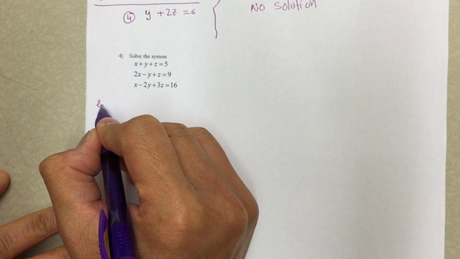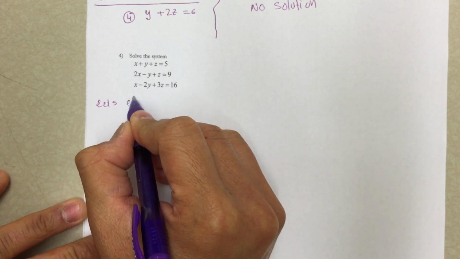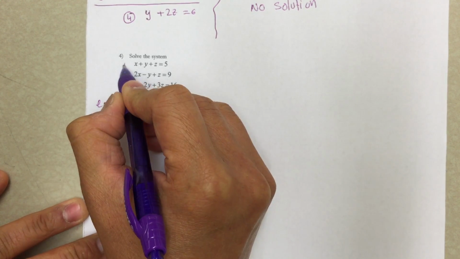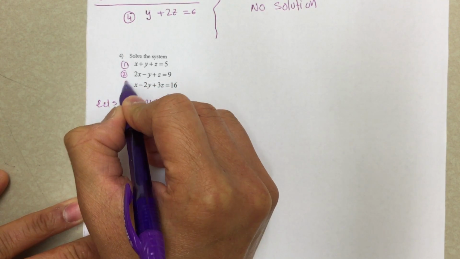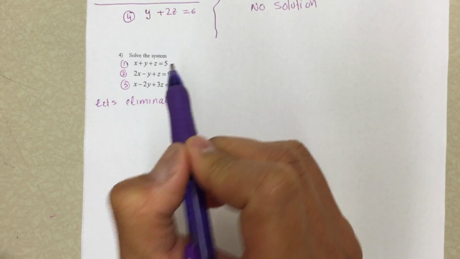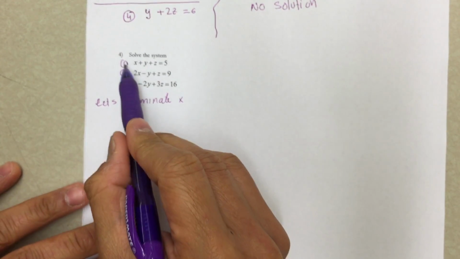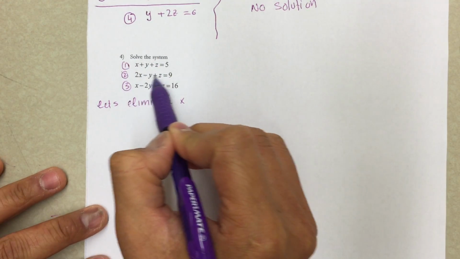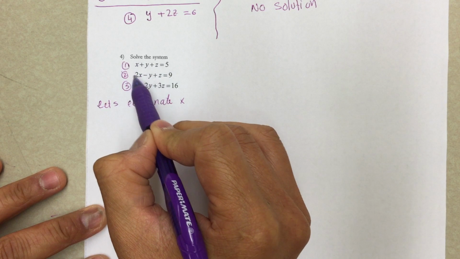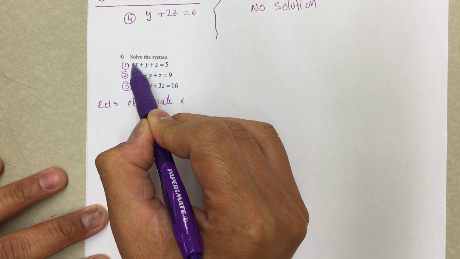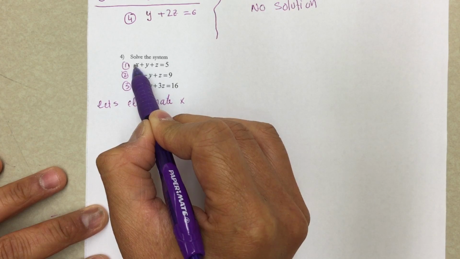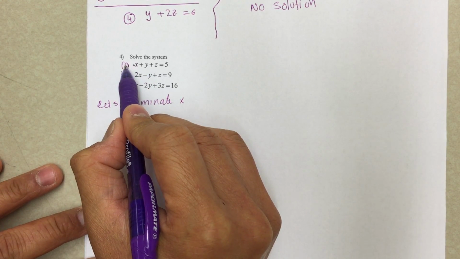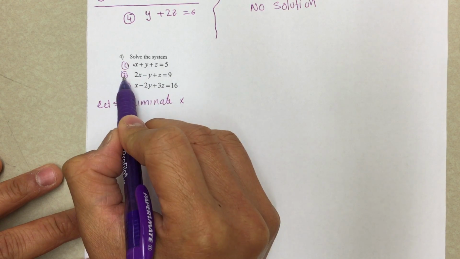Okay, so we decide on what variable we want to get rid of. So let's eliminate x. Okay, label your equations as well. To eliminate x, we need to pick 2 out of these 3 equations. So I'm going to pick the first 2 equations. To eliminate x, I need this number here to be a -2. So I need to multiply the first equation by -2 and add it to the second equation.